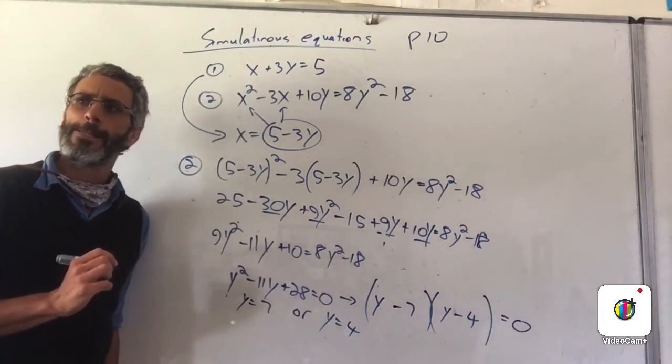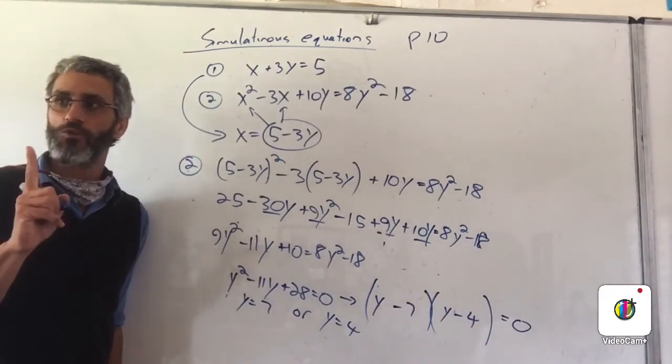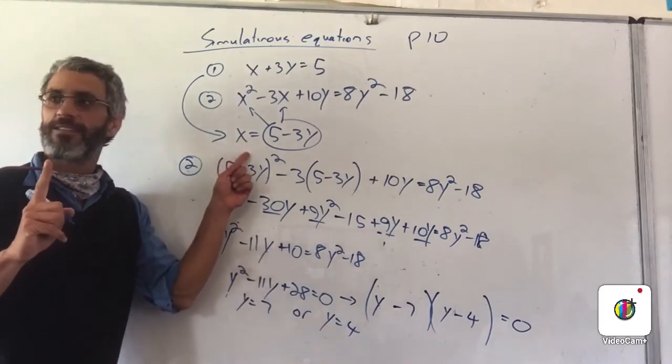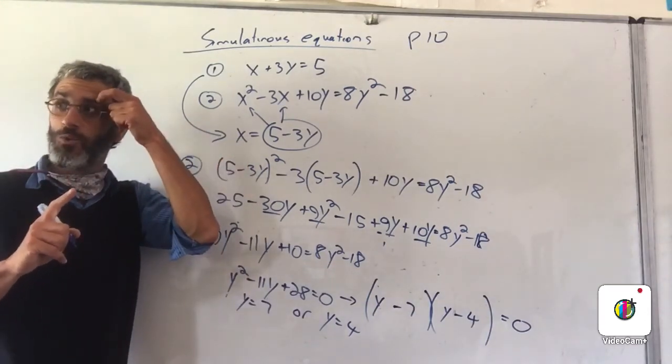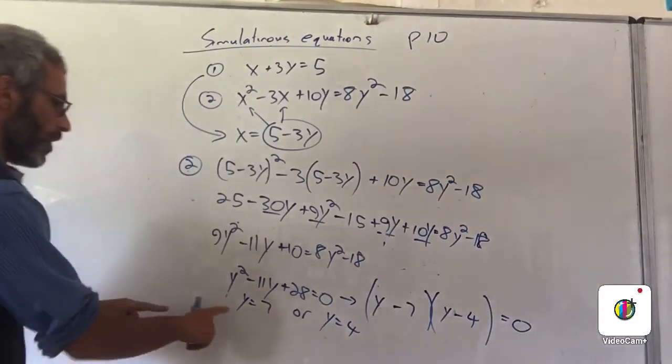So now what do we do? We've got the y's. We've got two options for y. What do I need to do now? So you substitute each, to find x. So we're going to have two solutions for x.